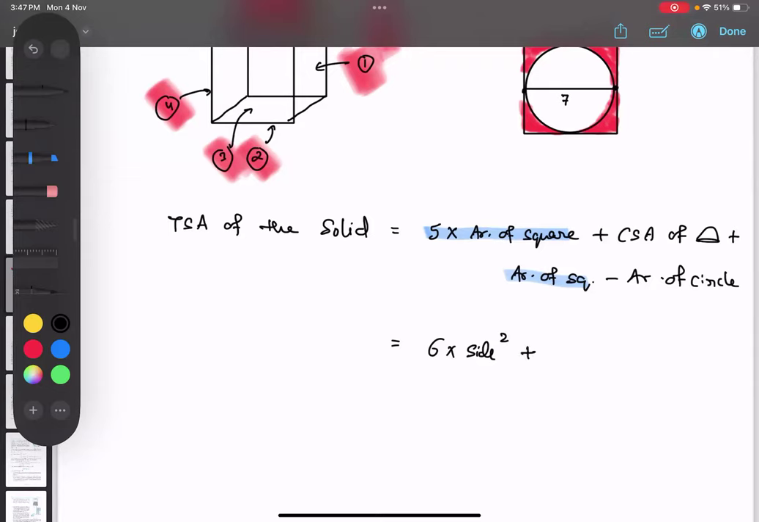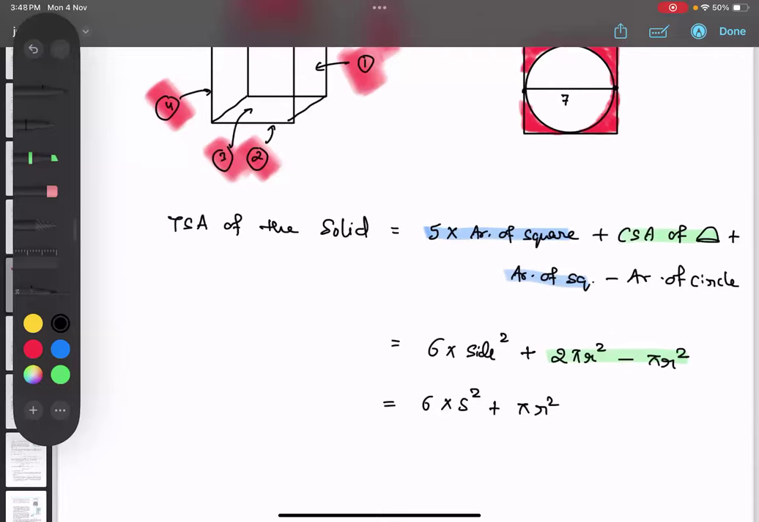Now, what is the formula for curved surface area of hemisphere? Neil, what do you think? It's 2 pi r square. And minus area of circle, that is pi r square. So I can subtract this directly. Got it? That's why I'm saying before applying any formula to the question, simplify. So 6 into side square plus pi r square. This is the formula for this particular question.